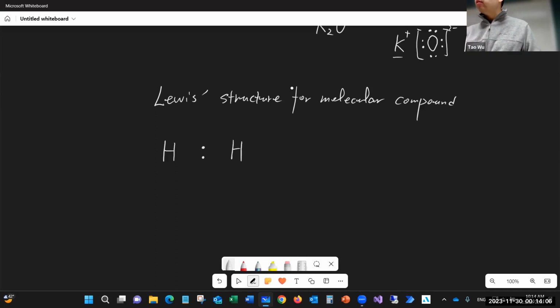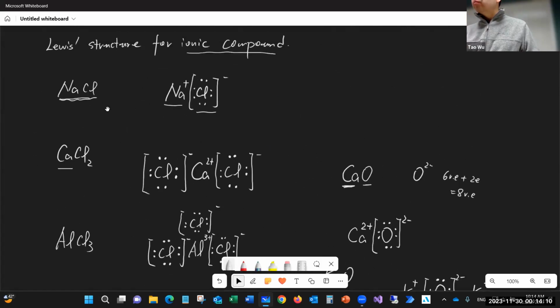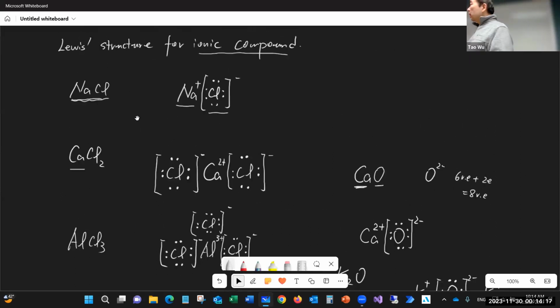So that is the very important difference between the ionic compound and the molecular compound. In an ionic compound, the reason they have a positive charge and a negative charge is because the electrons are completely gained or lost, right? If they gain the electron, they become a negative charge. If they lose the electron, they become a positive charge. Then they make the structure.